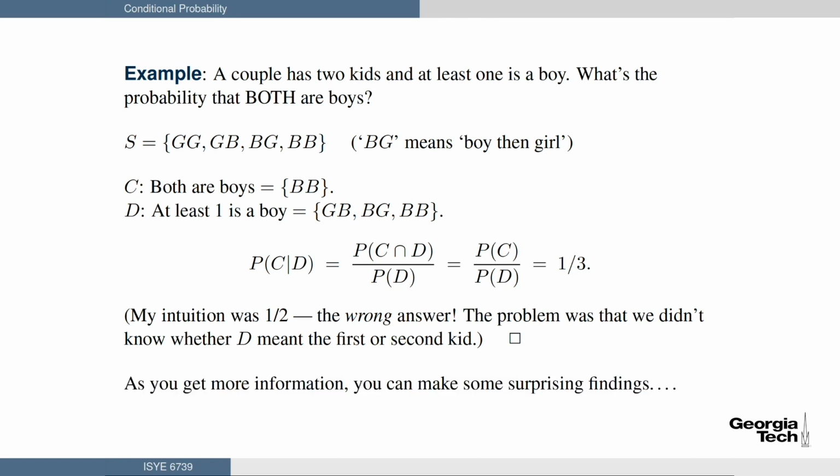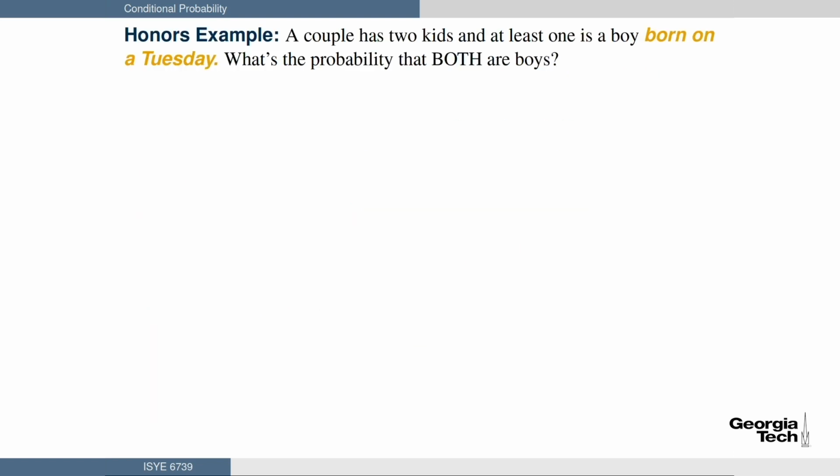Now, if you thought this was an interesting example, as you get more information, you can make some even more surprising findings. So let's look at our next example. It sort of looks the same, but this is an honors example. Now, a couple has 2 kids, and at least one is a boy born on a Tuesday. It sounds a little crazy, but this at least one boy is born on a Tuesday. What's the probability that both are boys, just like before?